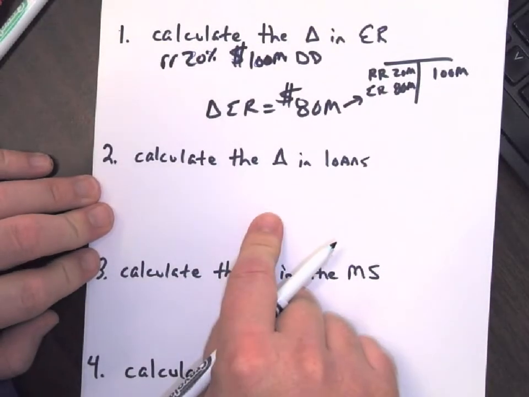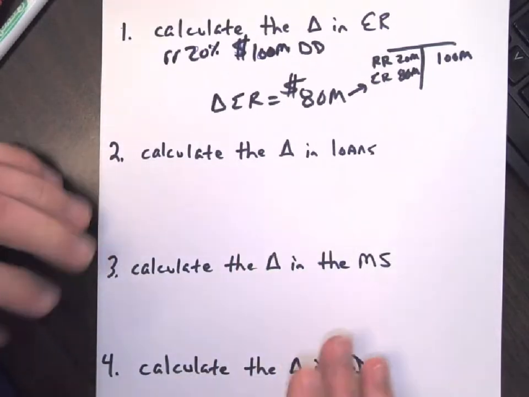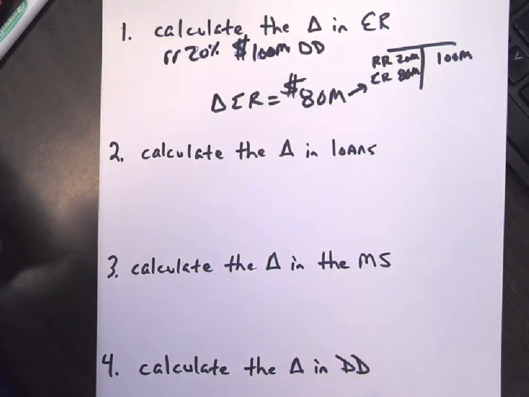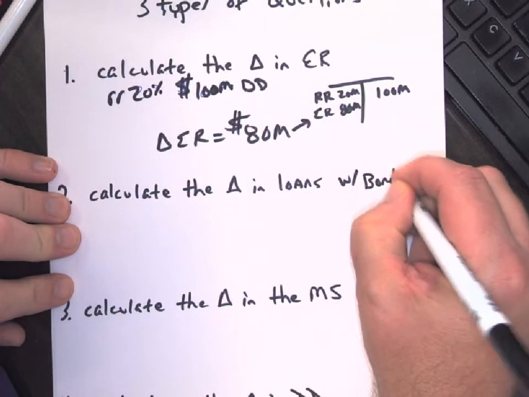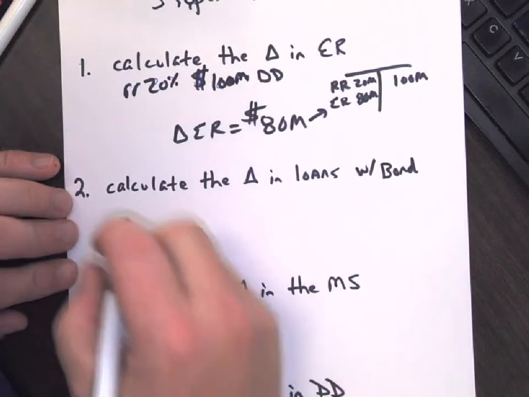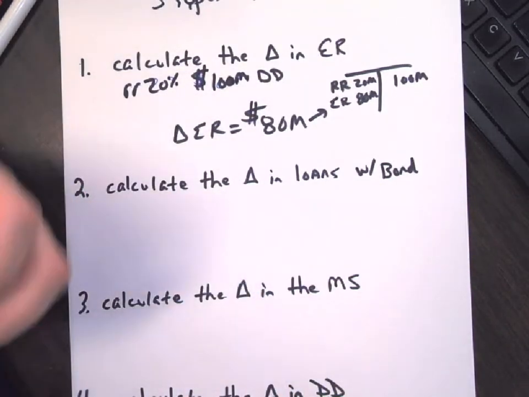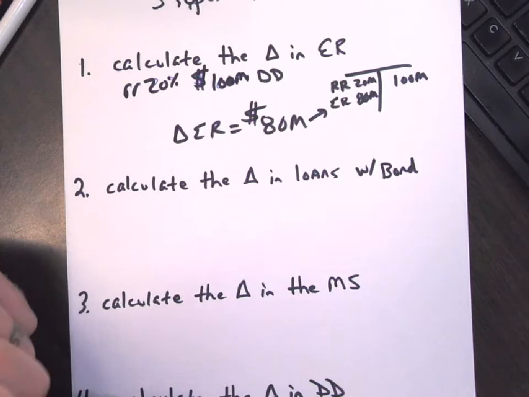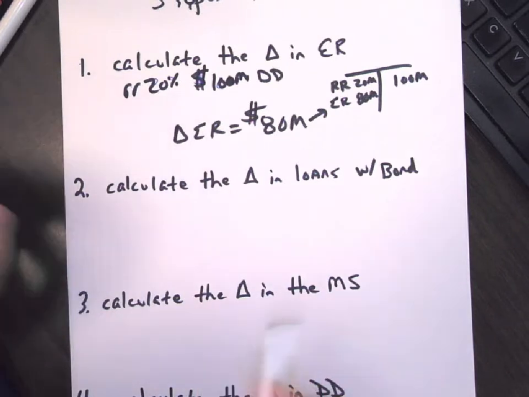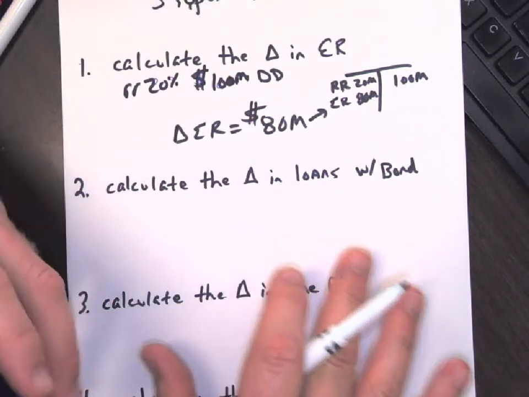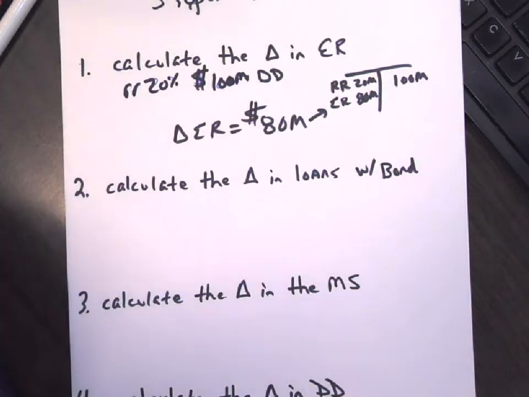Okay, now say they want you to calculate the change in loans. So banks can also do something, and let's do this with a bond purchase. Banks are going to do something with the Federal Reserve, where the Federal Reserve Bank is going to make a bond purchase, or you'll see it as an open market operation purchase. That means the Federal Reserve Bank is going to go to a bank and buy their bonds from them.